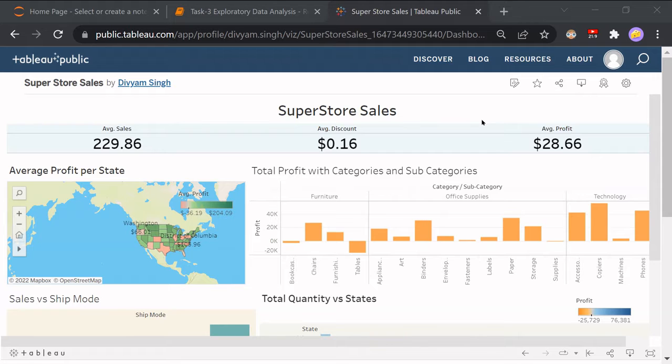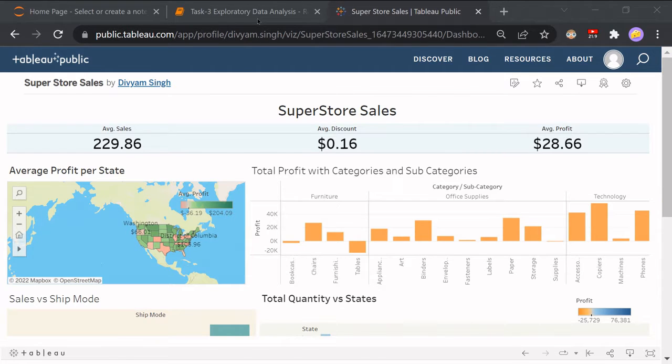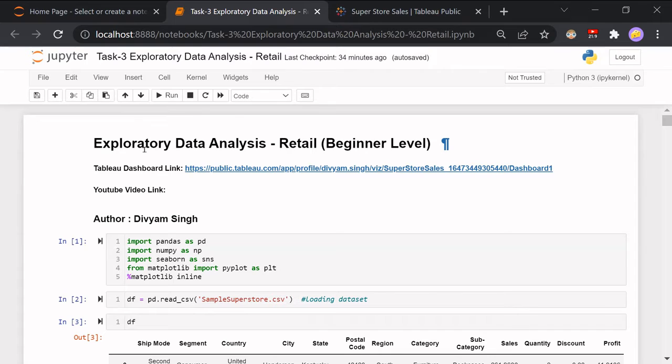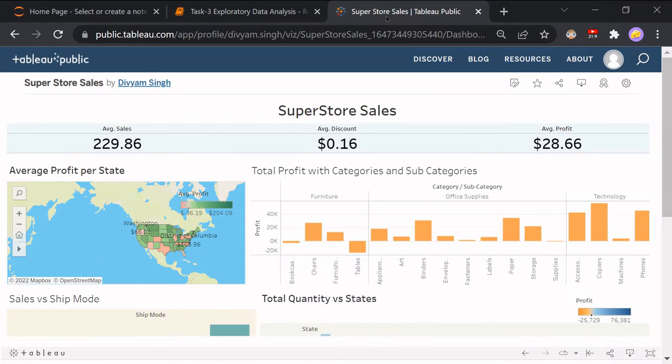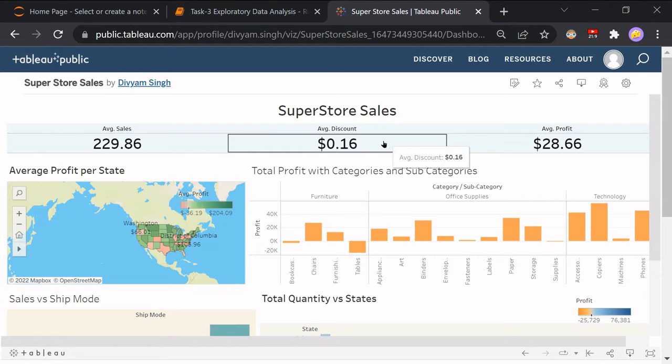So today I have done my task 3 from the SPARKS Foundation, which is Exploratory Data Analysis, a beginner level task. Here I have also created a dashboard. It was my first Tableau dashboard, so it doesn't look that appealing. I have created 4 charts.